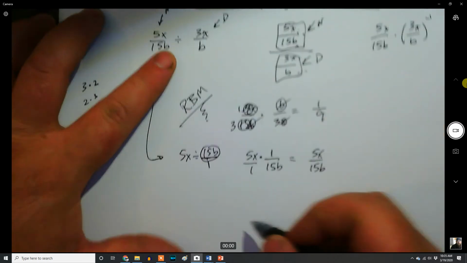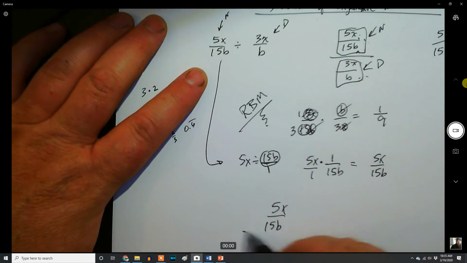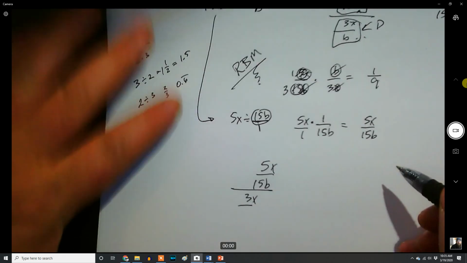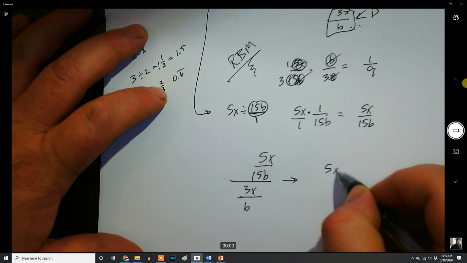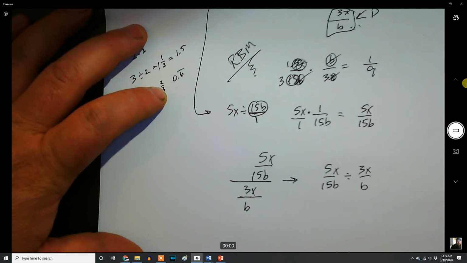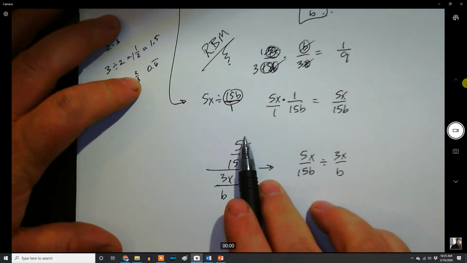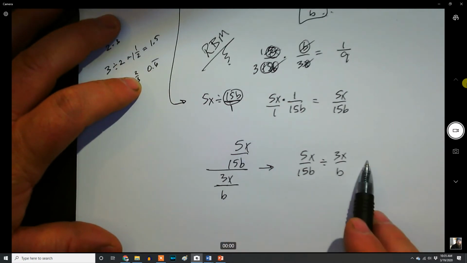So if you saw, here, let's write it out, right? If you saw this right here, let's see, let me move the paper up a little bit for you. Sorry about that. If you saw this right here, here's what it would mean. It would mean 5x over 15b divided by 3x over b. That's what it means. So it's the top divided by the bottom. The numerator divided by the denominator.